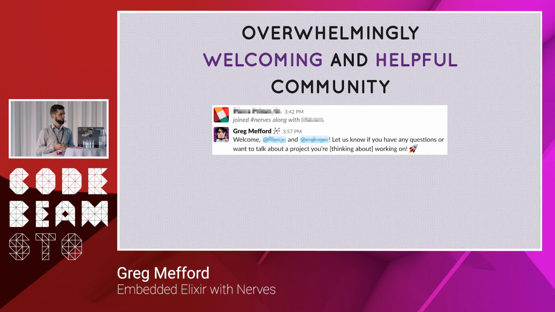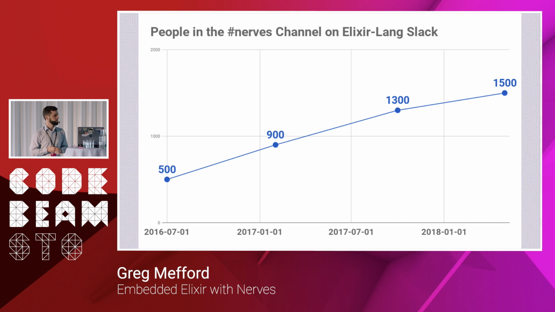I want to mention real quickly that a big selling point for Nerves is our overwhelmingly welcoming and helpful community, is the tagline that I'm trying to sell here. For example, I've been manually inviting and welcoming everybody to the Nerves channel on the Elixir Lang Slack, and people have responded really well to that, and they really get engaged and want to talk about their questions and their projects. I think that's great. The Slack channel has seen pretty good growth over the past couple of years, from 500 up to 1,500 people.